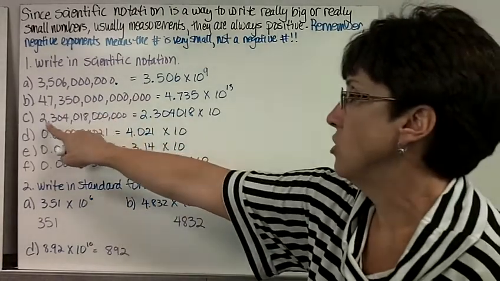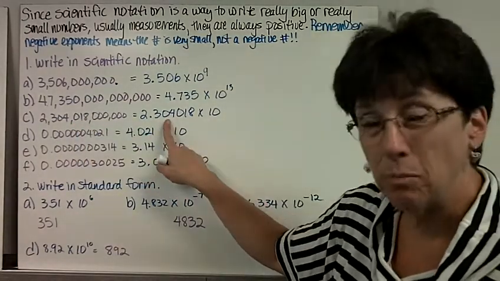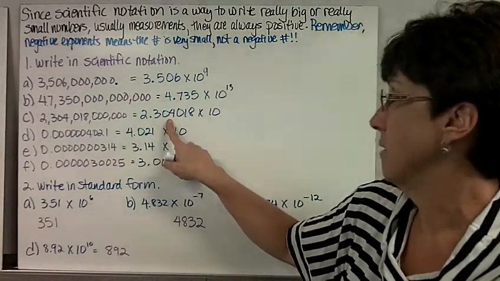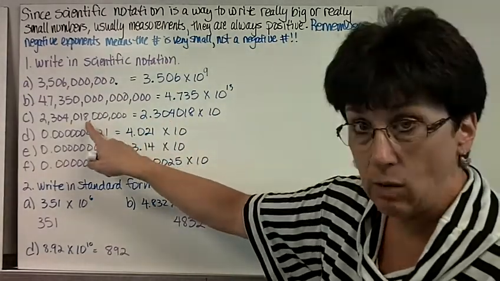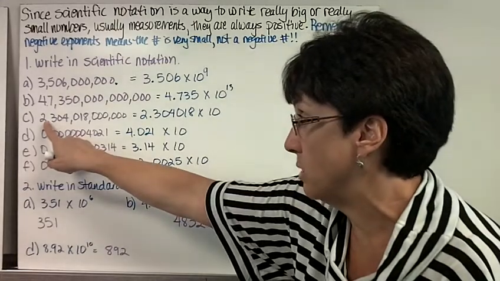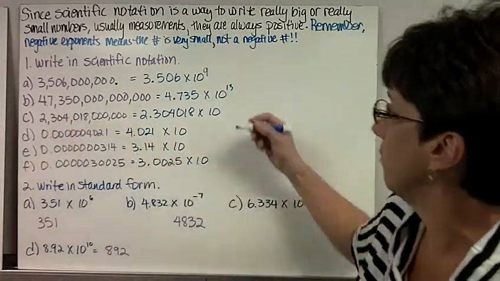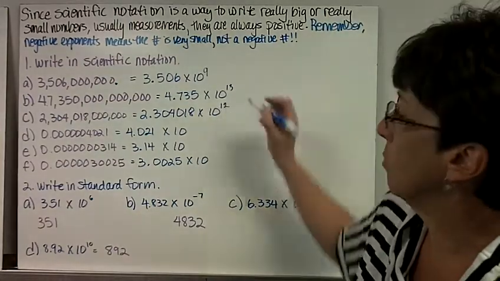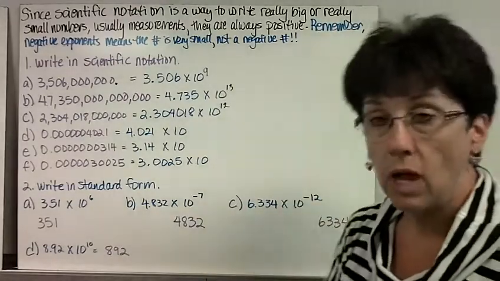How about this one? 2.304018. That's getting to be a little bit annoying that we had to write that many digits. But we did, times 10. Now, we're not going to move it to after the 8. We're still counting because we put the decimal point after the 2. So 1, 2, 3, 4, 5, 6, 7, 8, 9, 10, 11, 12. So those were all pretty big numbers that we wrote in scientific notation. So our exponents were positive.